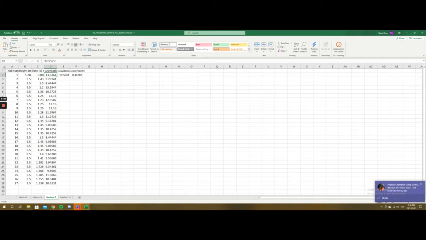Each individual gravitational acceleration was listed here. Its average was found to give us the final gravitational acceleration, and its uncertainty was the standard deviation of all of the trials for gravitational acceleration divided by the square root of the number of trials. In this case, that would be root 27.